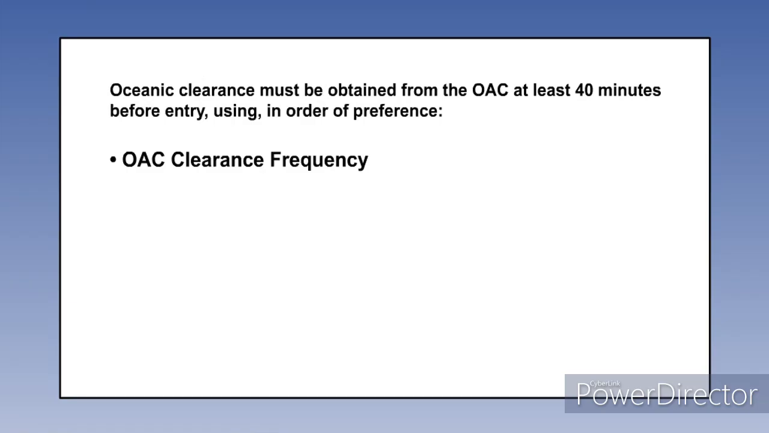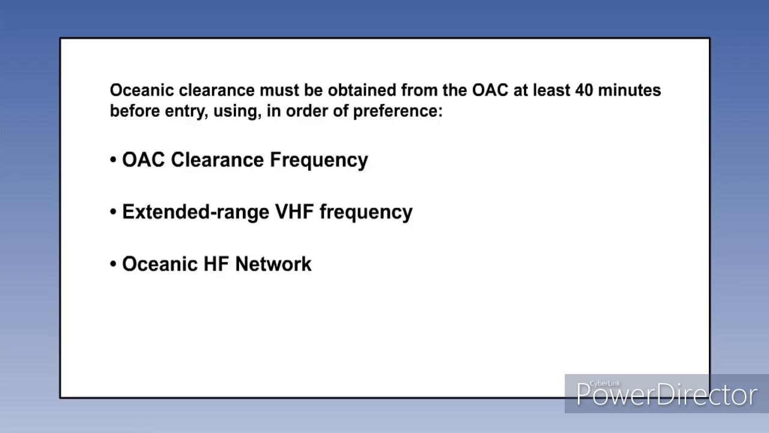Before entering an OCA, an aircraft must have a clearance to do so. The crew must obtain the clearance from the OAC at least 40 minutes before entry. Since all the entry points are within 250 miles of land, clearances can normally be obtained on one of the dedicated VHF clearance frequencies. Alternatively, the long-range VHF frequency could be used, or failing that, the Oceanic HF network. Or if direct contact is not possible, the clearance could be requested through the domestic ATC.